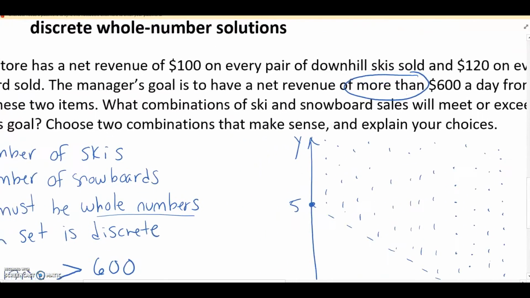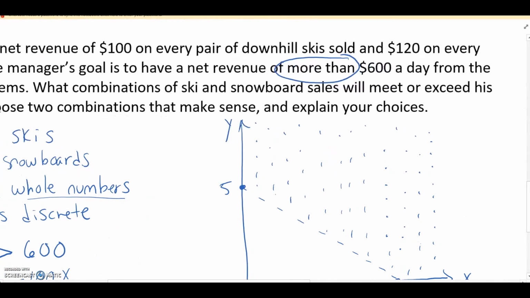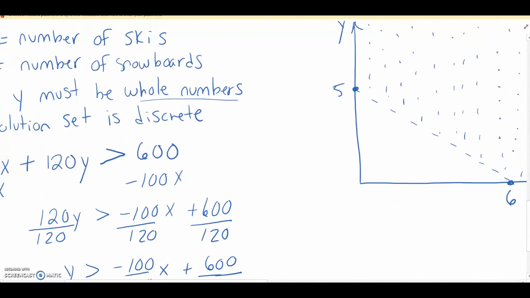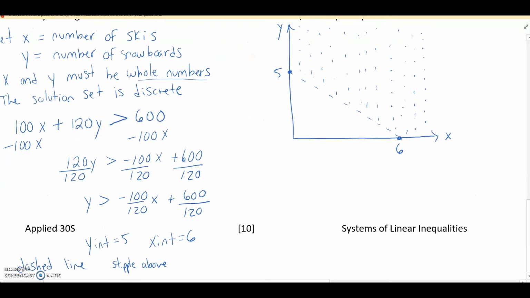So it says choose 2 combinations that make sense and explain your choices. So looking at that stippled region, we could choose any 2 values, or any 2 combinations of values. So if I chose, for example, the ordered pair 7 and 4, right? An x value of 7, a y value of 4.